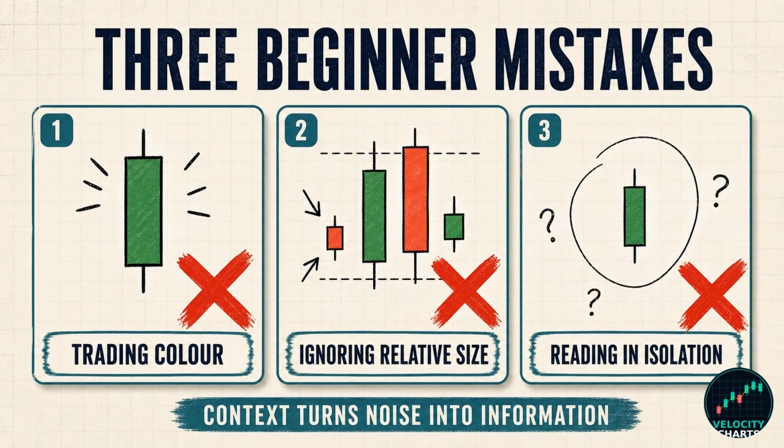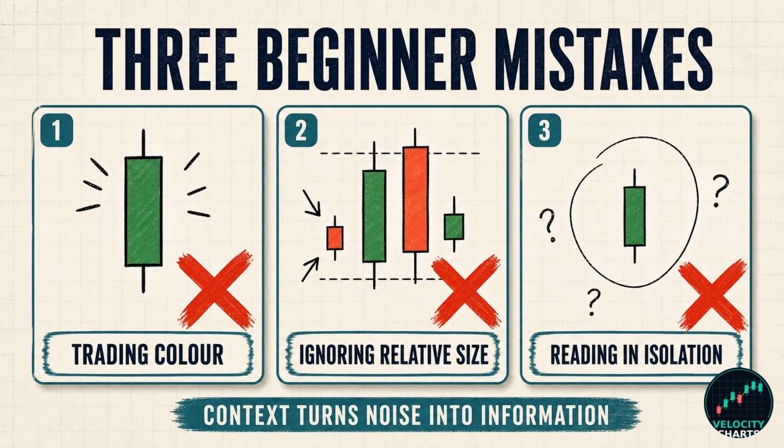3 mistakes. All 3 cost real money. Mistake 1. Trading color. Green does not mean buy. A green candle can close well below the previous close. You'd be buying weakness and calling it strength. Mistake 2. Ignoring the size relative to recent candles. A candle only means something compared to its neighbors. A big move in a normally quiet stock matters. The same move in a wild stock is Tuesday. Mistake 3. Reading one candle in isolation. One candle at a random spot on the chart is noise. The same candle at a level people care about is information.